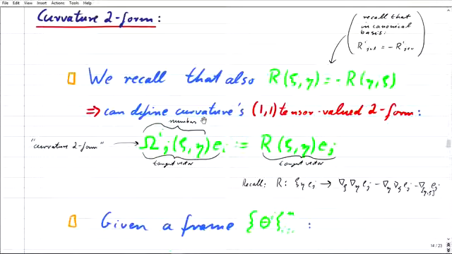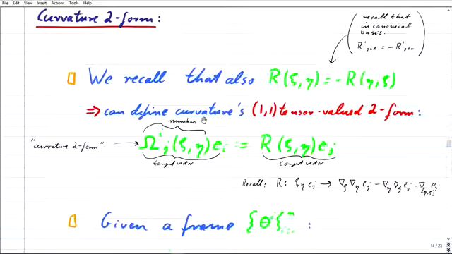We can do the very same thing with the curvature. Curvature map is also antisymmetric. However, the curvature has one more index. The curvature is a two-form again because of this antisymmetry in those two lower indices. But the curvature has two indices left over, an upper and a lower index left over. And so the curvature gives us a 1-1 tensor-valued two-form.